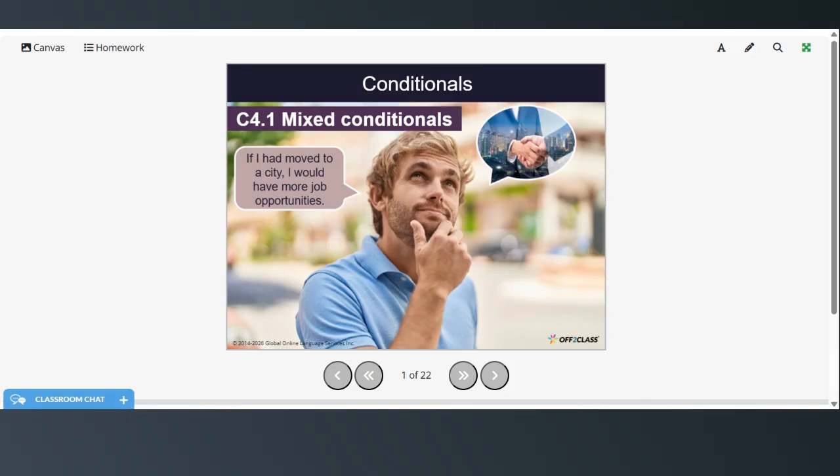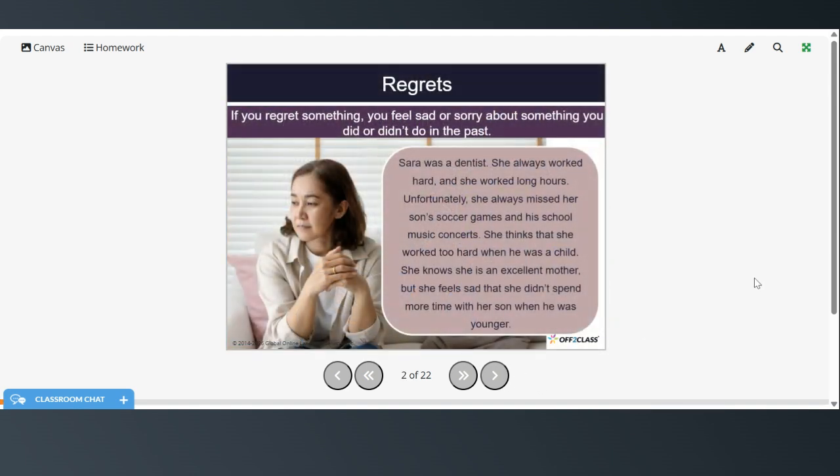This is a B2-level grammar lesson, and today we're going to be taking a deeper look at mixed conditionals. And so here's an example of a mixed conditional. If I had moved to a city, I would have more job opportunities. So sometimes we use mixed conditionals to talk about regrets. If you regret something, you feel sad or sorry about something that you did or didn't do in the past.